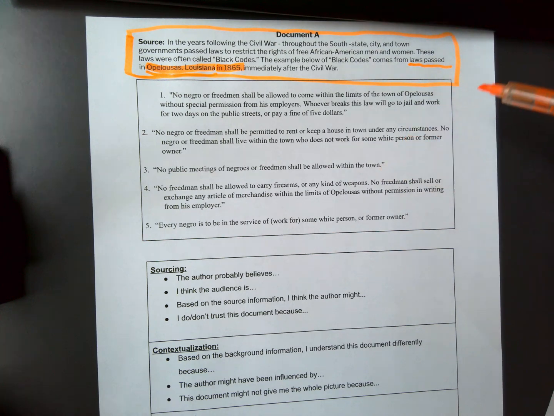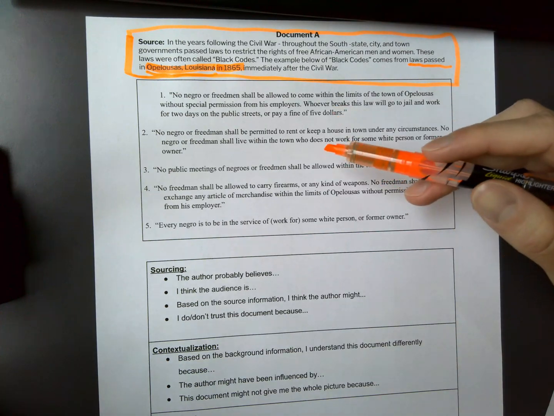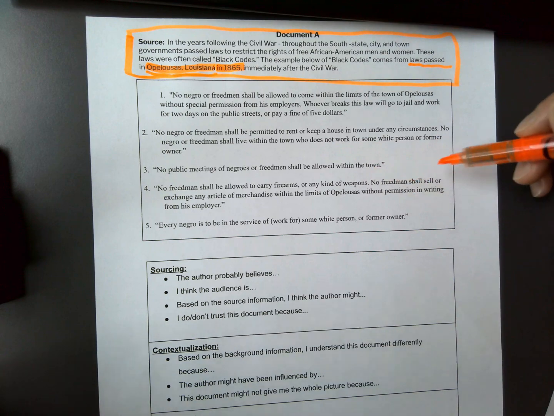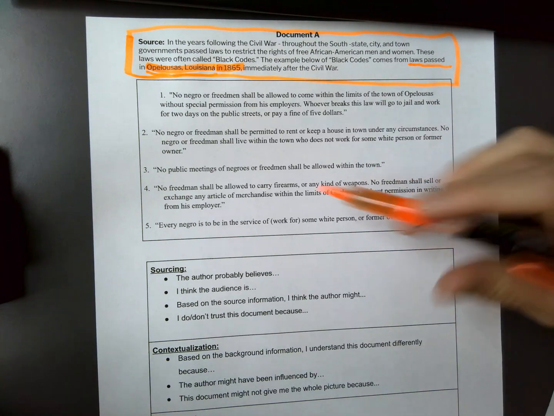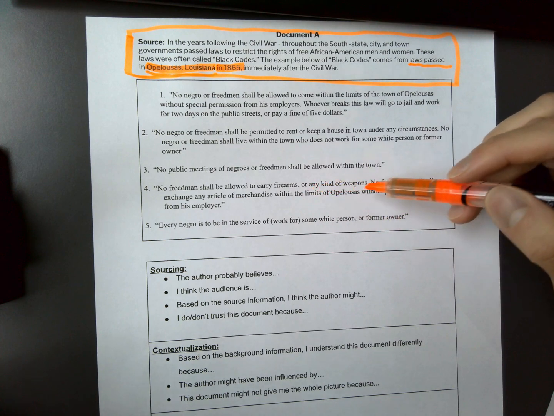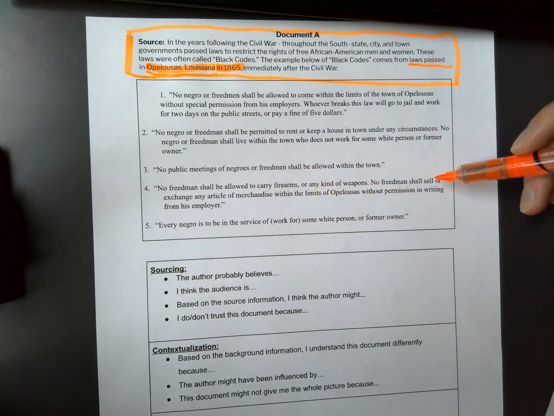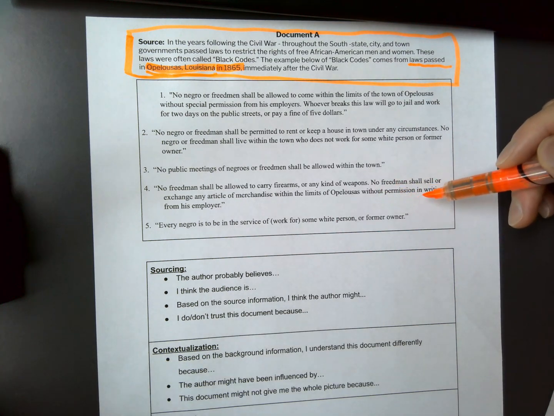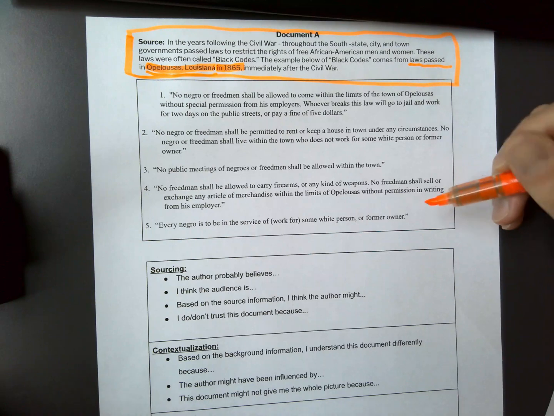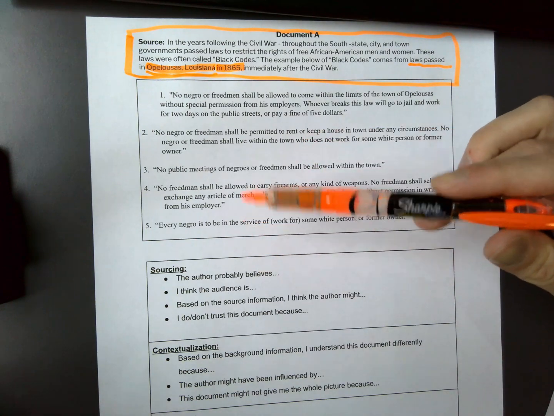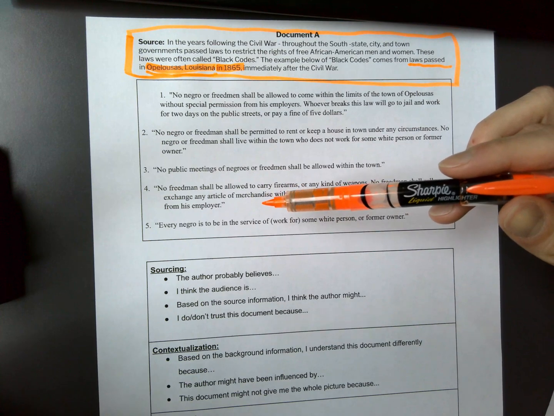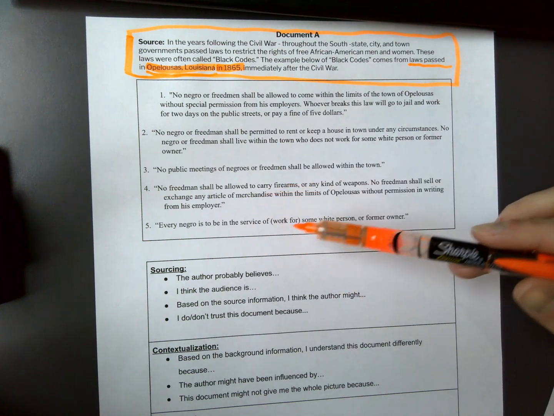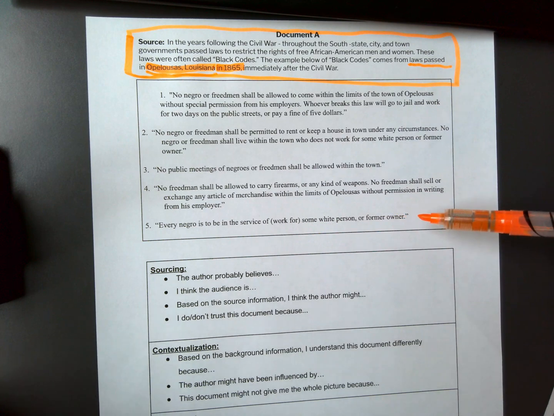No Negro or freedman shall live within the town who does not work for some white people or former owner. 3. No public meetings of Negroes or freedmen shall be allowed within the town. Kind of rude. 4. No freedman shall be allowed to carry firearms or any kind of weapons. No freedman shall sell or exchange any article of merchandise within the limits of Opelousas without permission in writing from his employer. And the last one is 5. Every Negro is to be in the service of or work for some white person or former owner.